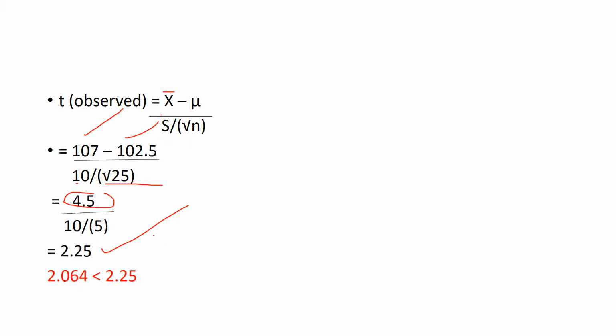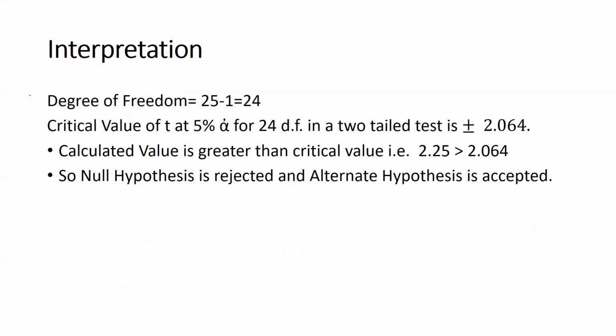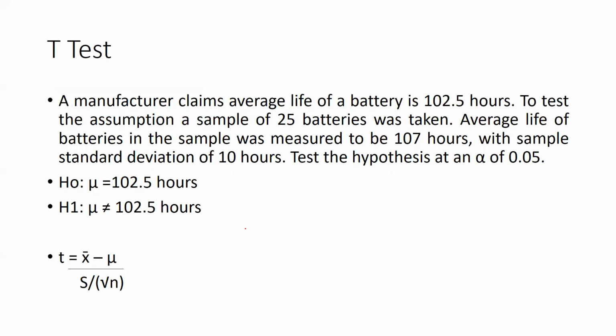Let me check the table value at 0.05. First we calculate the degrees of freedom. Because the total sample is 25, the degrees of freedom formula, as we know, is n minus 1. So n minus 1 would be 24. So at 24 degrees of freedom, we have to find the critical value. We find the critical value through our table: 2.064.